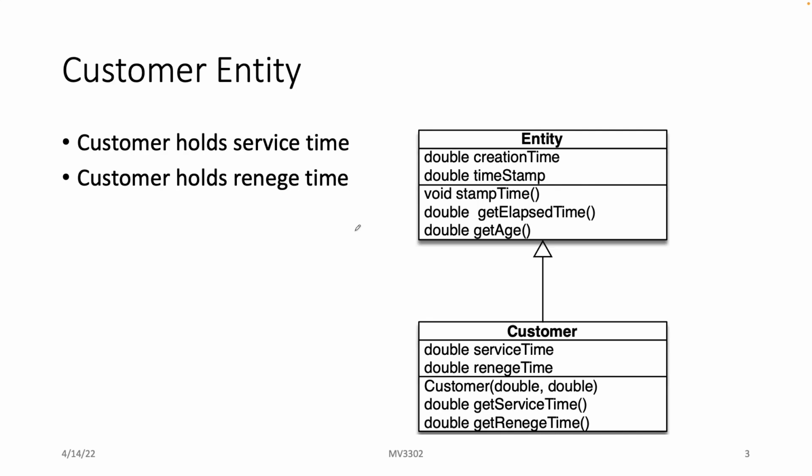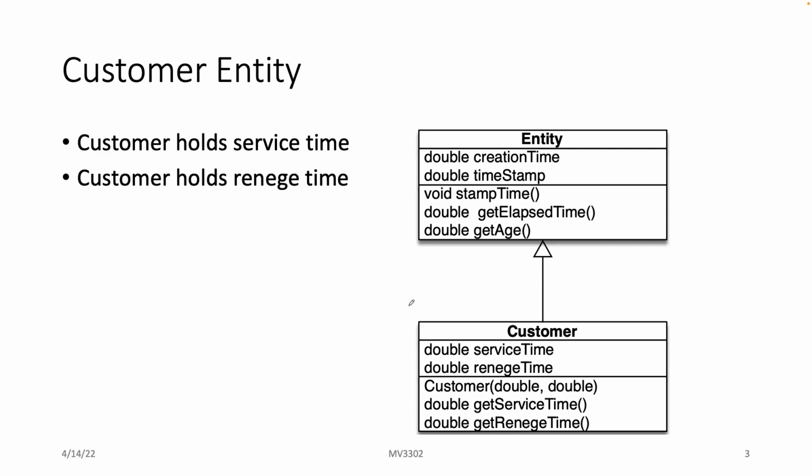Okay, so now the way that this is going to be done, again, there are always different ways of doing this, but this is the way that we're going to do it, and this is the way I'm going to ask you to do it. So now we're going to move the service time from the server into the customer. And we're also going to have the customer hold their renege time. So both of those values were in the server in our previous model, and we're now going to move those into the entity.